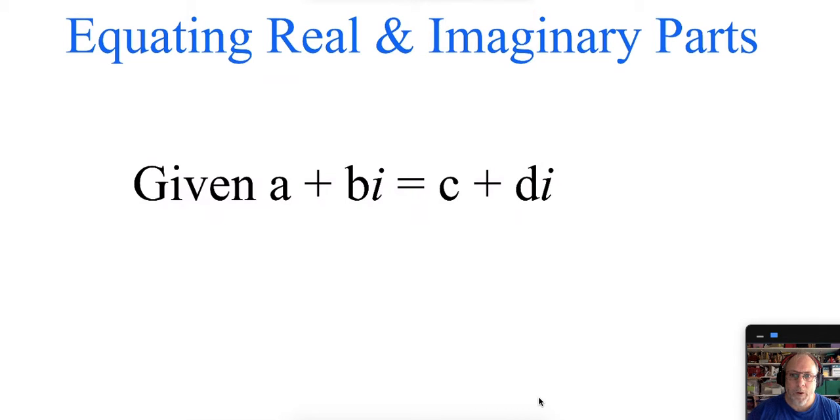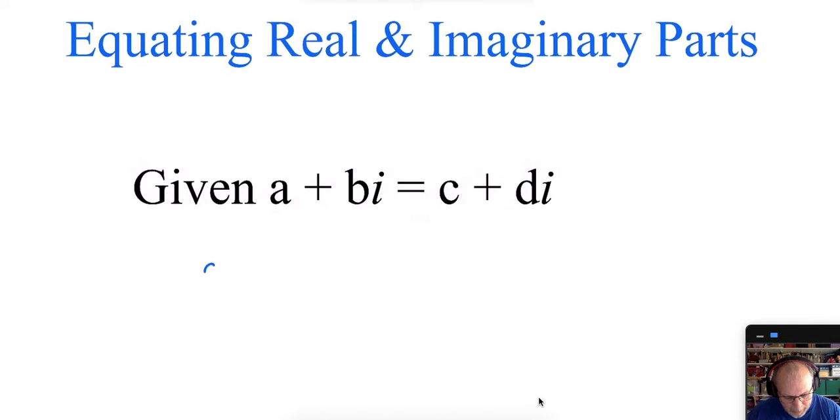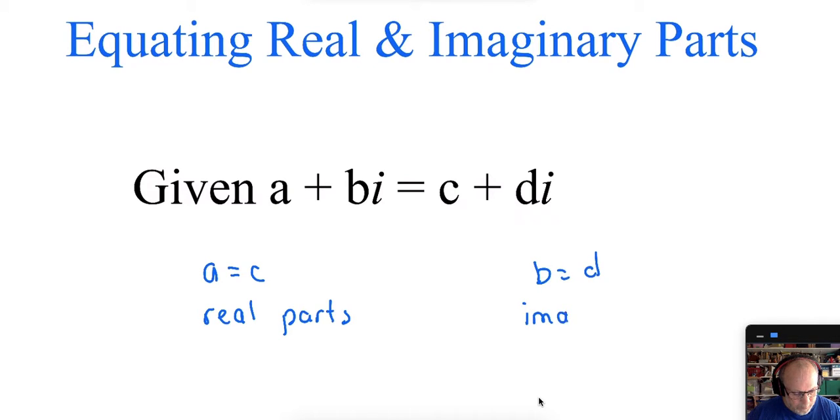So what we want to look at and say, well, we know that a must be equal to c in this case because the real parts must be equal, and b must be equal to d because the imaginary parts are equal. So really, we're going to do a lot of those in a lot of problems where you have to equate the real parts, you have to equate the imaginary parts.